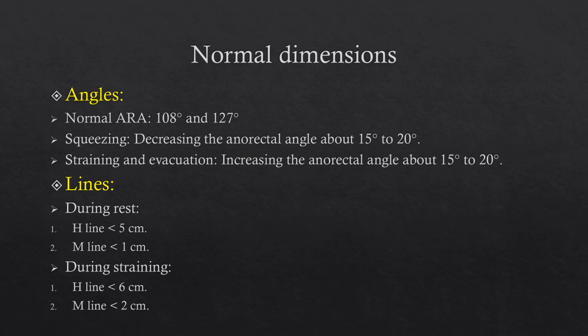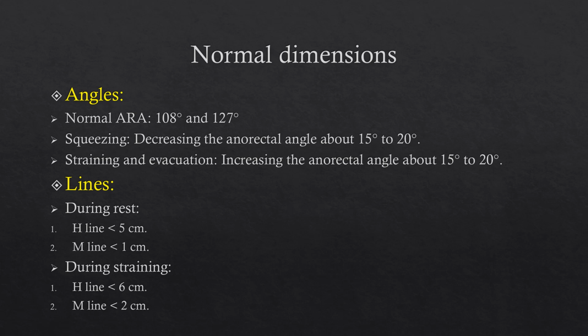So again, our normal dimensions regarding the angles: normal anorectal angle between 108 and 127. During the squeezing, this angle should be reduced by 15 to 20 degrees, while during straining and defecation or evacuation, this angle will be increased by at least 15 to 20 degrees. So the same degrees, but during the squeezing the angle will be decreased. During straining, the angle will be increased.